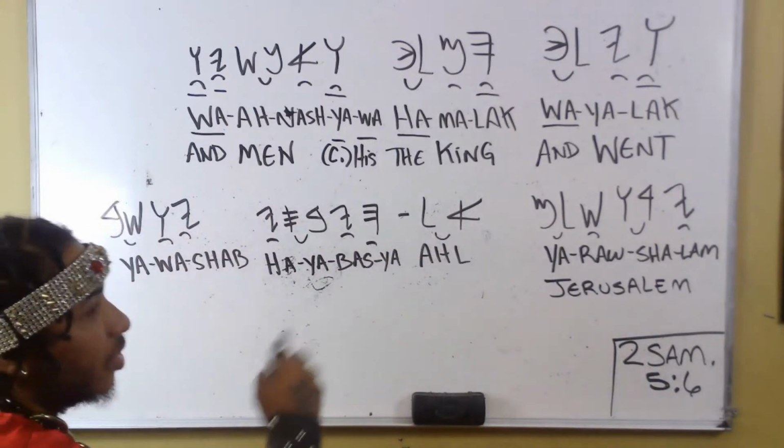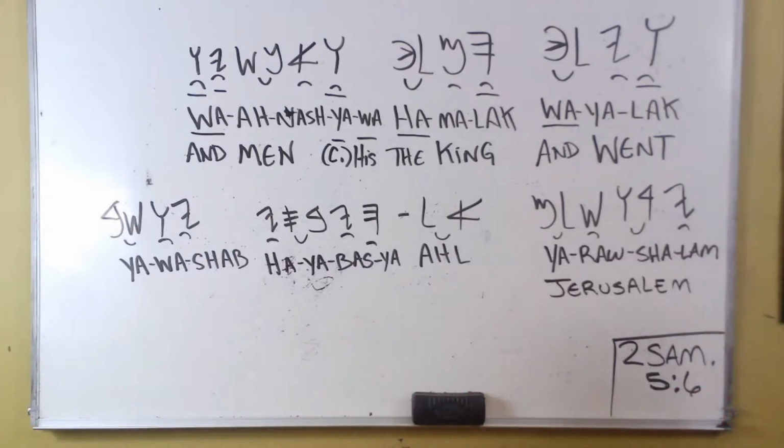So we have, let me step over here just so y'all can see it. Hey, Barzal, can you make the screen big for me so I can see? I'm trying to watch it online as well. All right, just make sure everybody can see. Good. So you have Wayalak, and went. Hamalak, the king. Wa'anashua, and men his, with a connector to connect his to men. And his men, Jerusalem, which is Jerusalem. Now we're going to keep going.